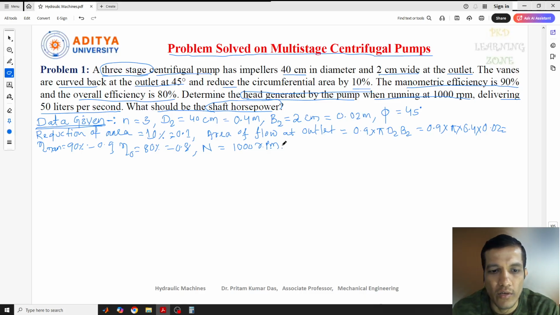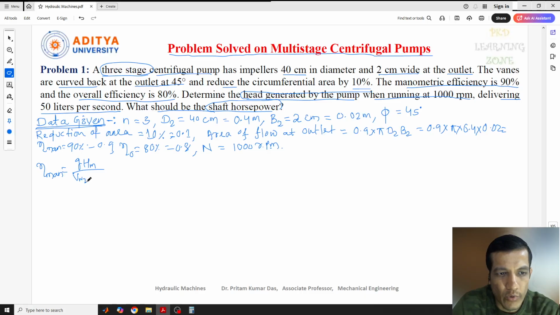So we need to calculate the head generated by the pump. That means we need to calculate the manometric head. The formula can be identified from the manometric efficiency. If you remember the manometric efficiency formula, let me write this: manometric efficiency equals g Hm by Vw2 U2. From this formula we can calculate the value of Hm, that is the manometric head, or the head generated by the pump.